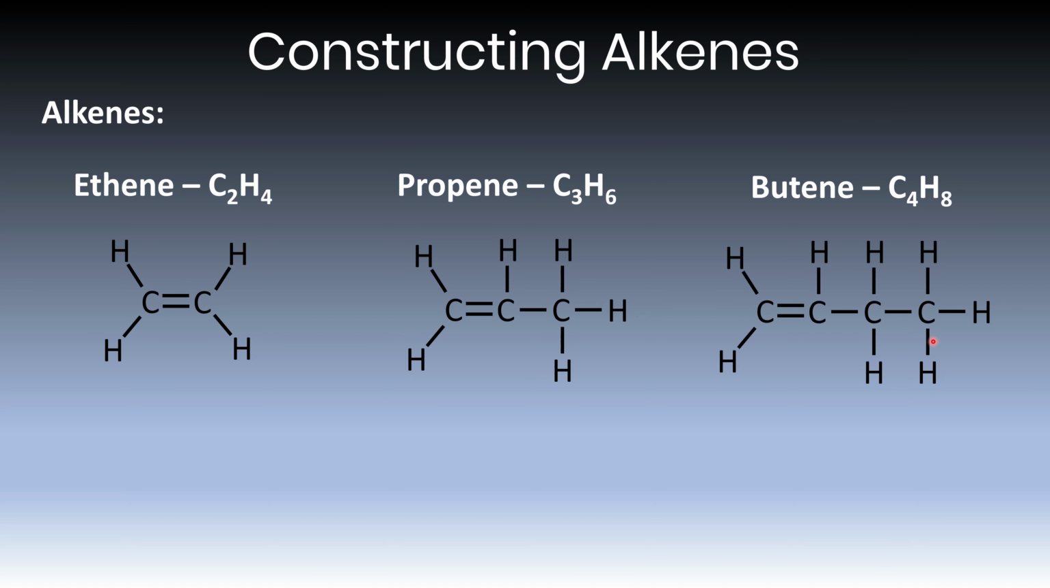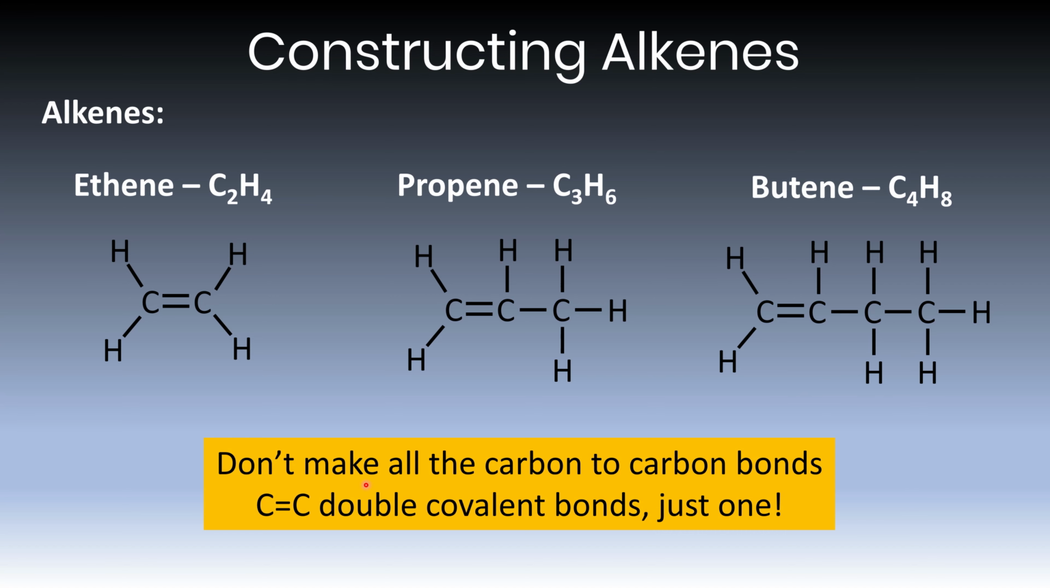Now, just a key tip here, because students always get this wrong. Remember, don't make all of the carbon-to-carbon bonds, so all of these along the chain, double covalent bonds, just do it with 1. Otherwise, it won't fit the formula that you're after, or the bonding arrangement of 4 bonds per carbon atom.